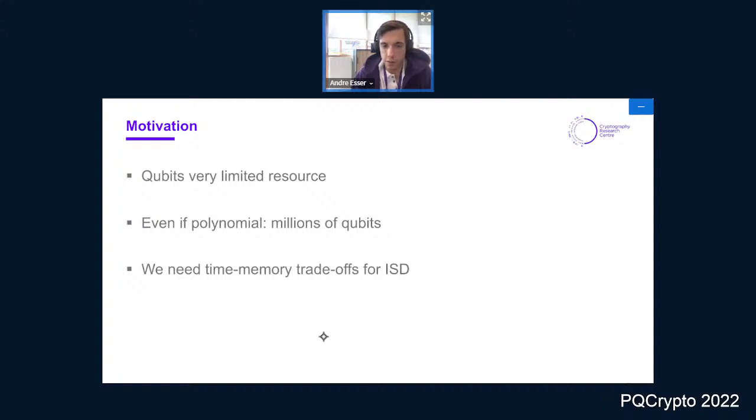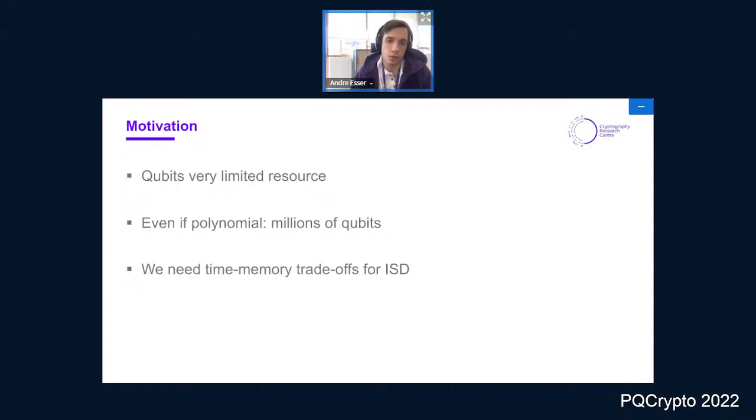But before we arrive in the era of large-scale quantum computers, we are likely to have access to small quantum computing devices where qubits are still a very limited resource. And even if we have algorithms that might only need a polynomial amount of memory, this might mean they still need millions of qubits, which are just not instantiatable on these devices.